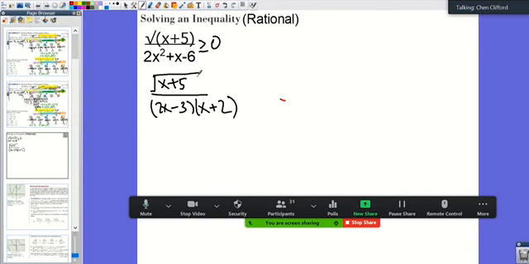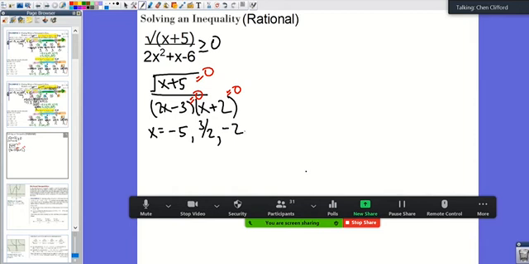So now I'm going to set each one equal to 0 and solve. Okay, and so I get x equals -5 for the top, for the numerator, 3 over 2, and -2. And from there on out, it's the same thing.